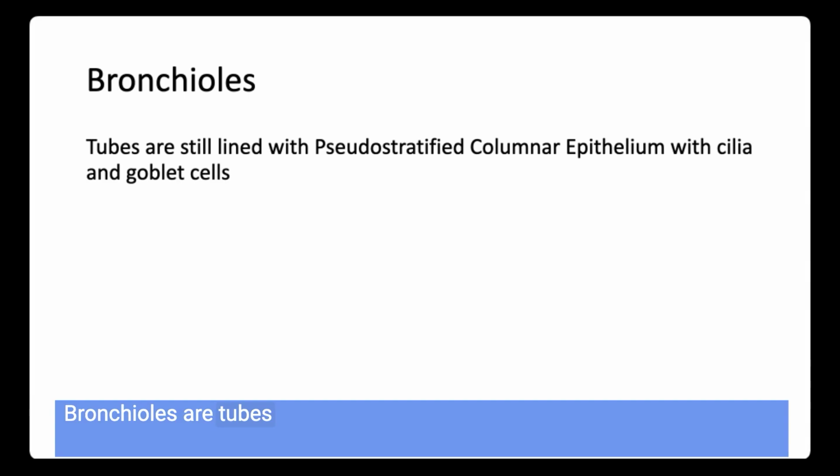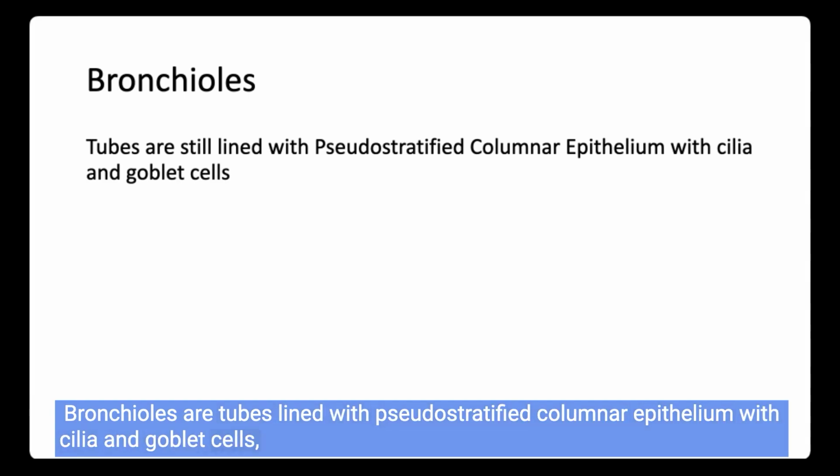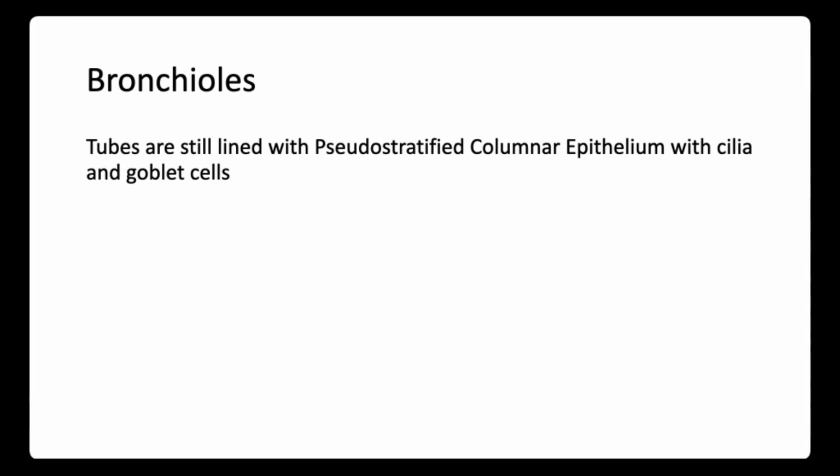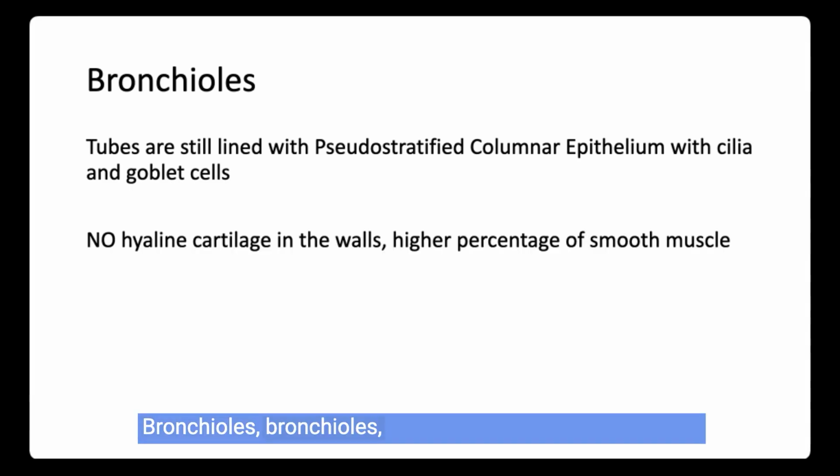Bronchioles are tubes lined with pseudostratified columnar epithelium with cilia and goblet cells. And it's thanks to that pseudostratified epithelium with cilia and goblet cells that we have cleaning and filtering of the upper airways. Bronchioles have no hyaline cartilage in the walls. We have a higher percentage of smooth muscle.